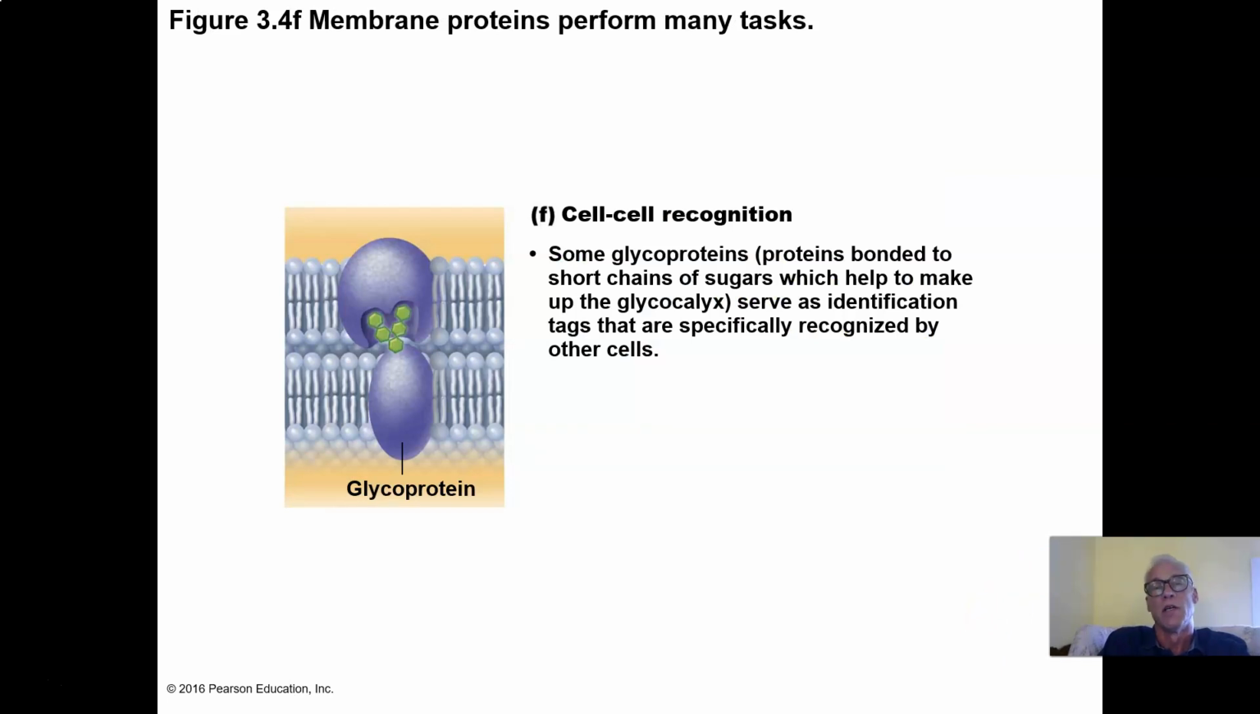Other membrane proteins allow cells to recognize other specific cell types. Cells of your immune system, for example, are able to recognize specific cell characteristics based on their membrane proteins. So here we see two cells with cell-cell recognition taking place, because the membrane of one cell has a specific recognition capability for this unique protein on the neighboring cell. We'll talk more about that when we talk about the immune system.